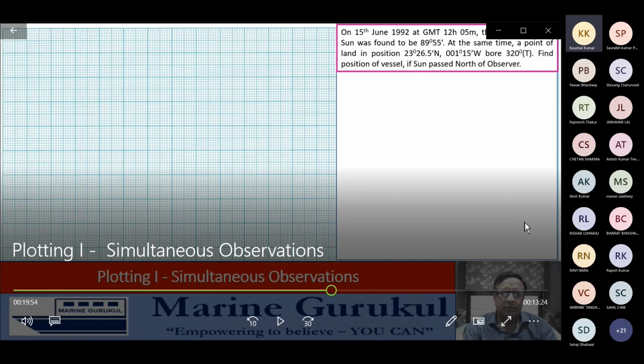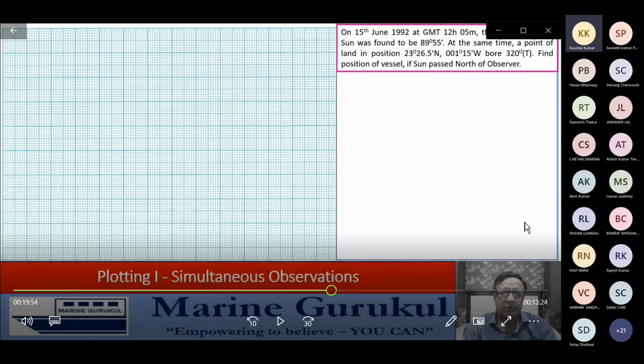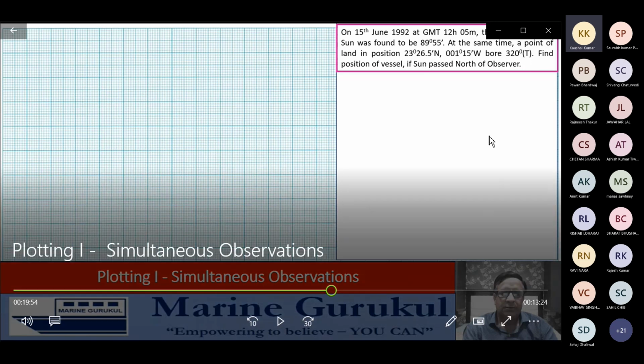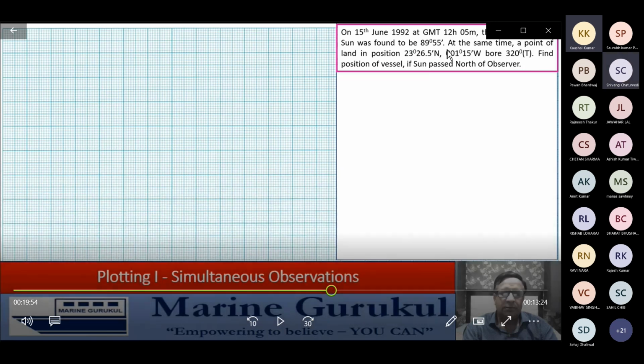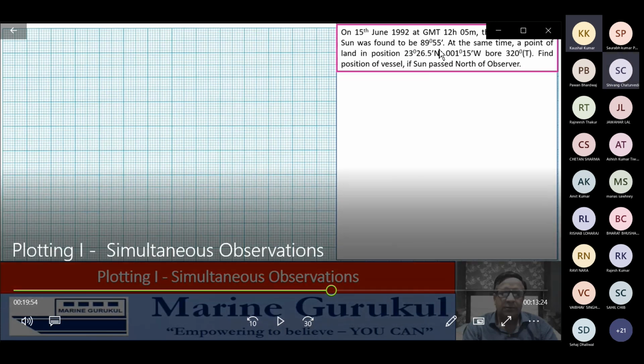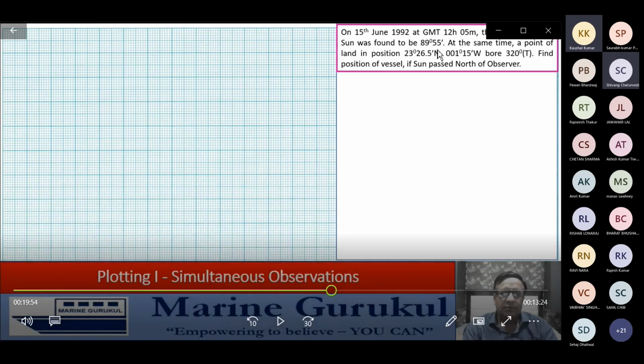Now beta, for this particular question, we need to understand a concept of high altitude observations. So I will have to first explain to you what is a high altitude observation. You see the altitude of the sun is 89 degrees 55 minutes. So this is a very high altitude. It's just 5 minutes away from your zenith. It is almost overhead. So we will first see what this high altitude observation is and how it is plotted.